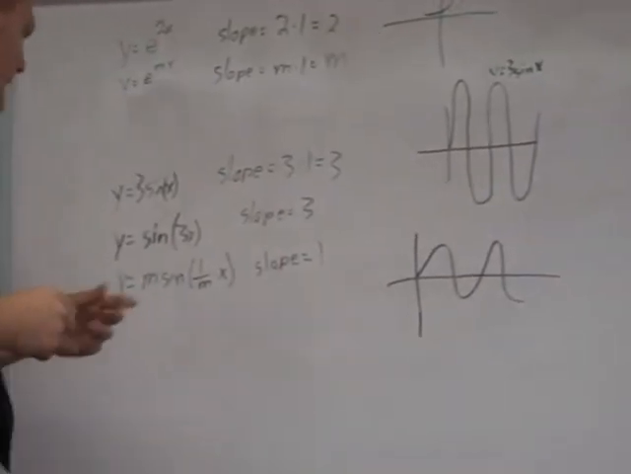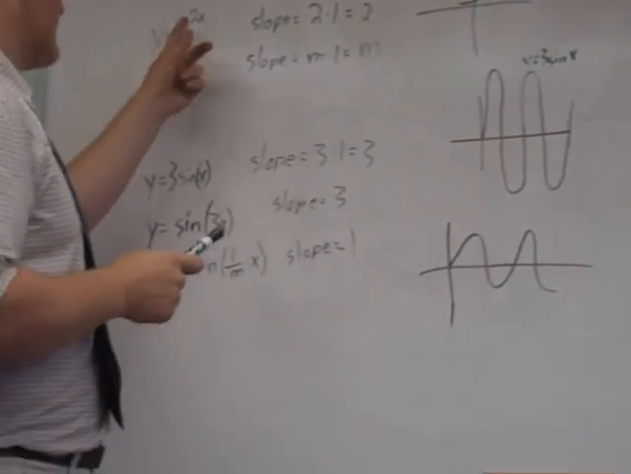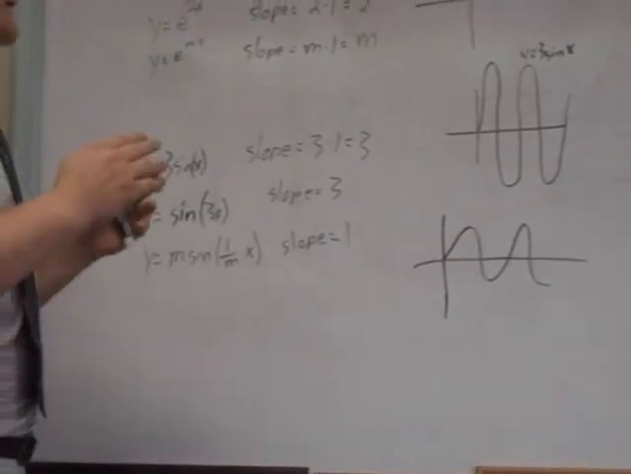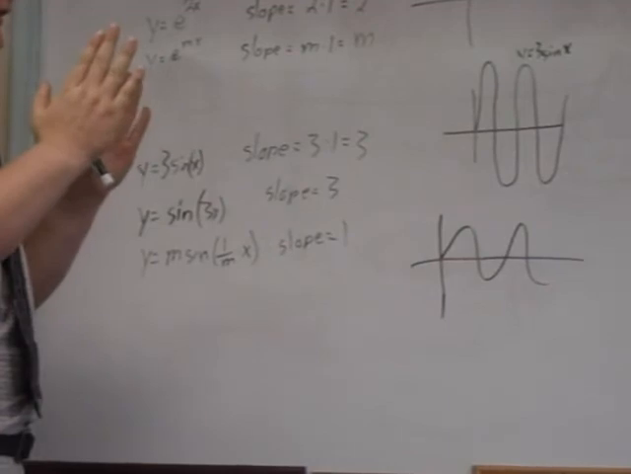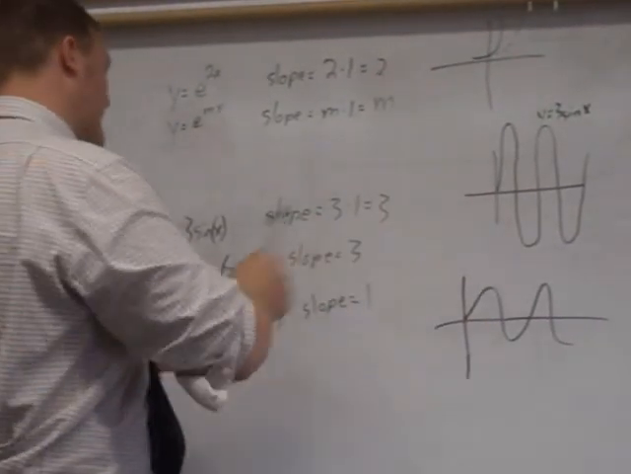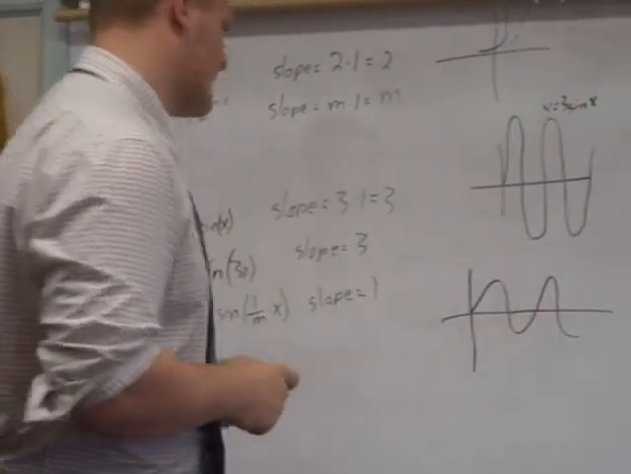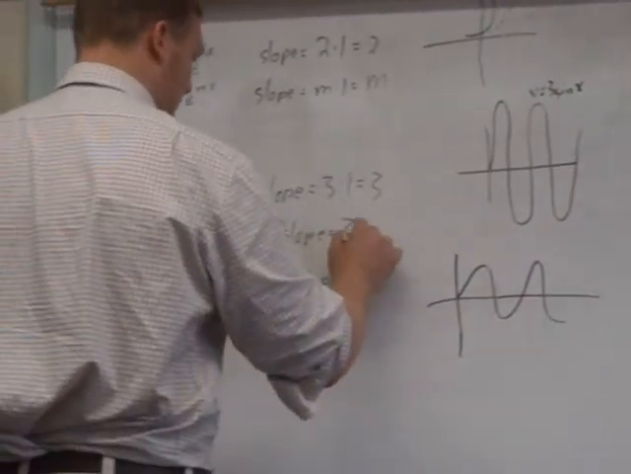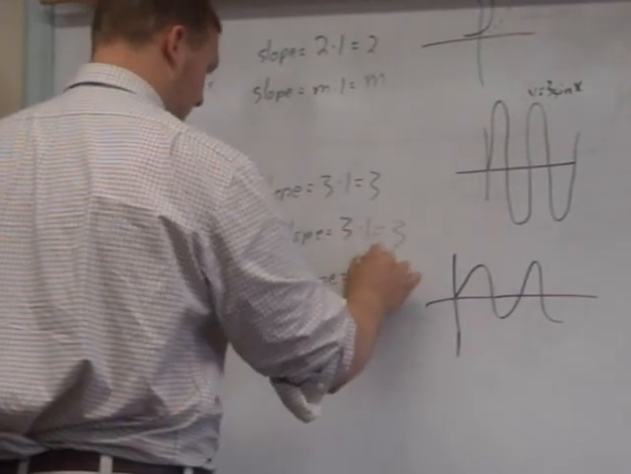So when we go down here, y equals sine 3x. This is essentially the same as this. It's going to look as if it is shrunk horizontally, and it's going to have the same 3 times 1, resulting in 3. So the slope's going to be 3 times 1. So it's also going to be 3.